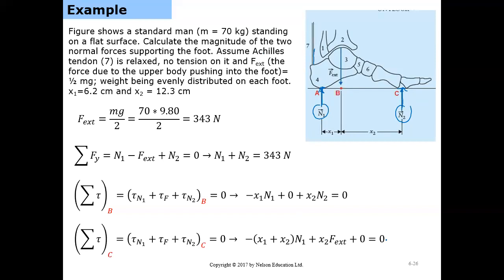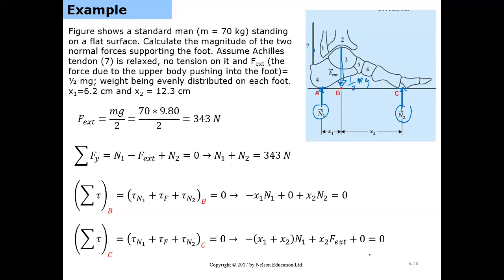The force due to the upper body pushing into the foot. So whatever is above his body pushing into the foot, that force we call in the foot half mg. This will be half of the weight. Now, is it reasonable to say that? Because you're only looking at 1 foot. If you are symmetric, half of my weight will be on the right foot and half of my weight will be on the left foot. So it's a reasonable assumption.